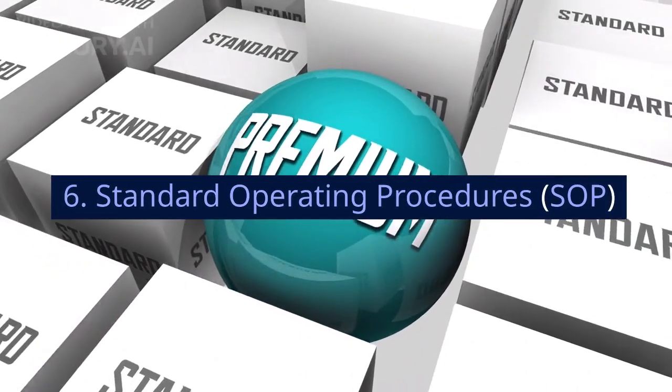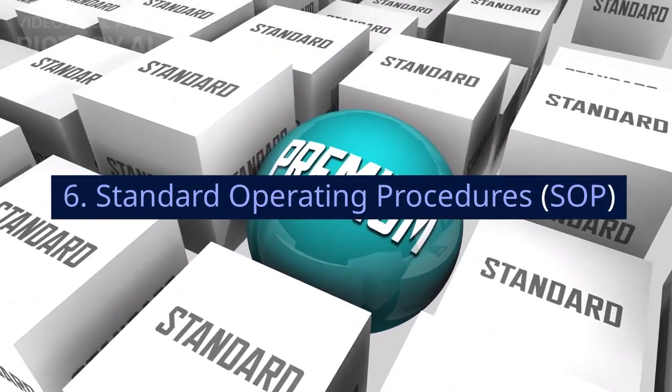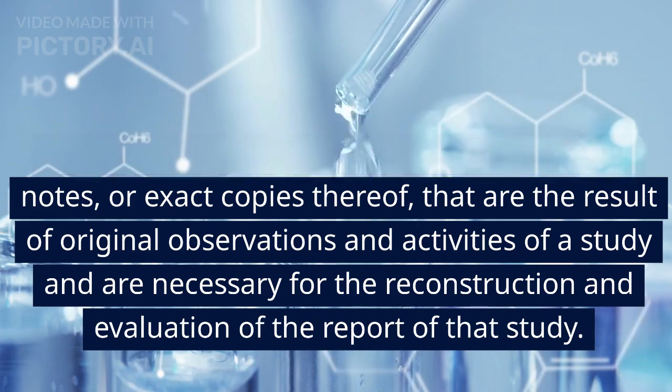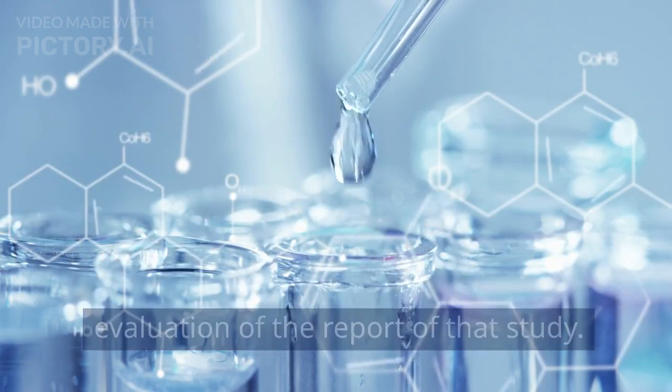6. Standard Operating Procedures, SOP. According to EPA, Environmental Protection Agency, GLP regulations, raw data means any laboratory worksheets, records, memoranda, notes, or exact copies thereof, that are the result of original observations and activities of a study and are necessary for the reconstruction and evaluation of the report of that study.